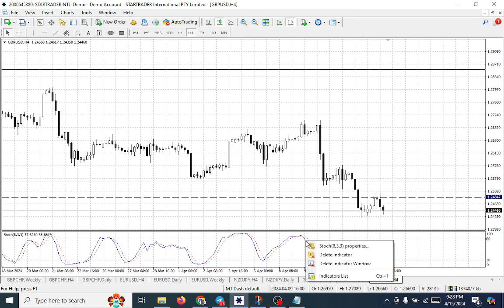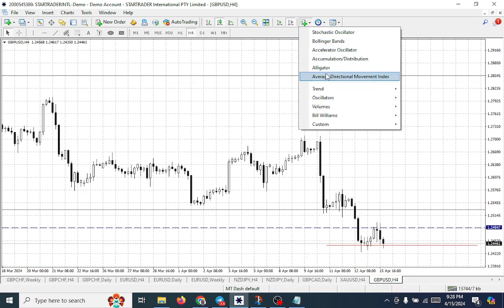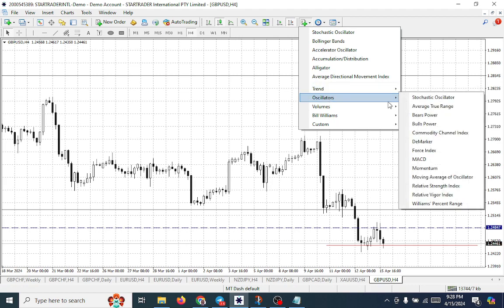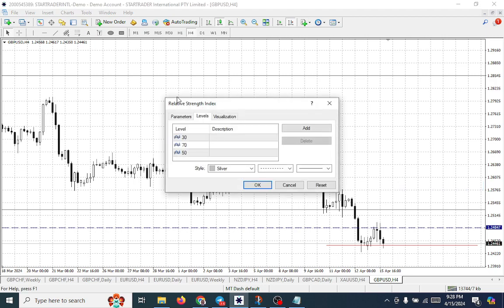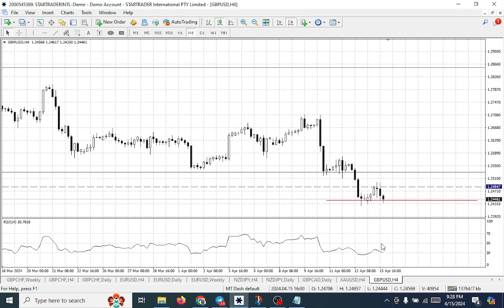Now, this indicator may not help me, so let me just delete it because I need to try other confirmation indicators that could give me the kind of confirmation I want to see. So I want to look at the relative strength index. If it prints below the 50 level, I will see a clear and instructive direction to the downside.